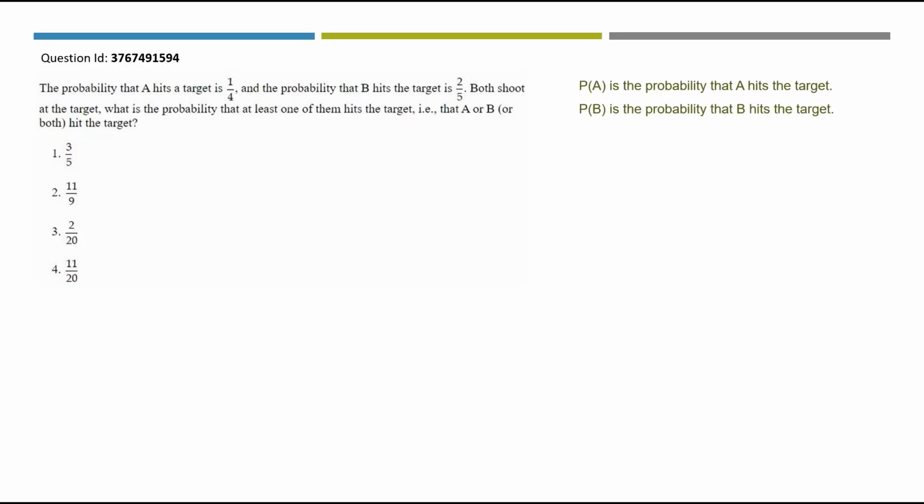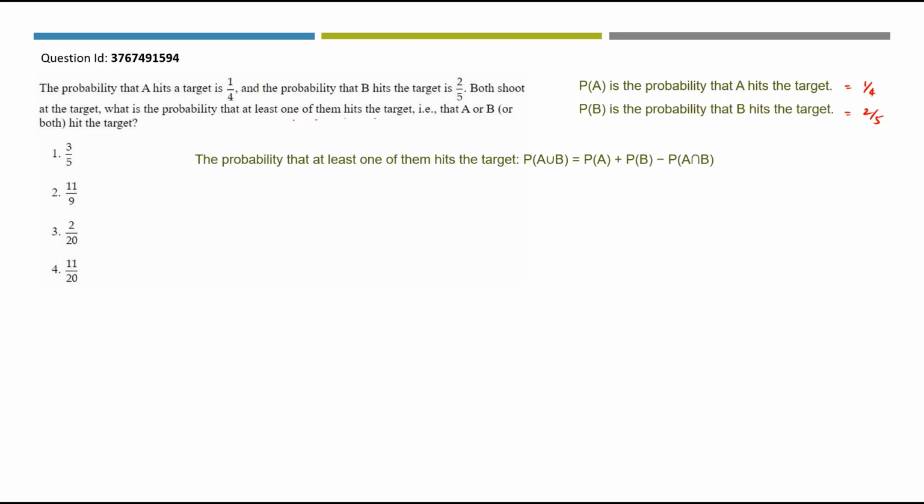What is probability of A? It is the probability that A hits the target. So this will be 1 by 4. What about probability of B? It is B hitting the target, which is 2 by 5. Now what they have asked us to find is what is the probability that at least one of them hits the target. When they say at least one, it can be A singly, B singly or both A and B. Any condition can occur. So we are going with the formula P of A union B, which is equal to P of A plus P of B minus P of A intersection B.